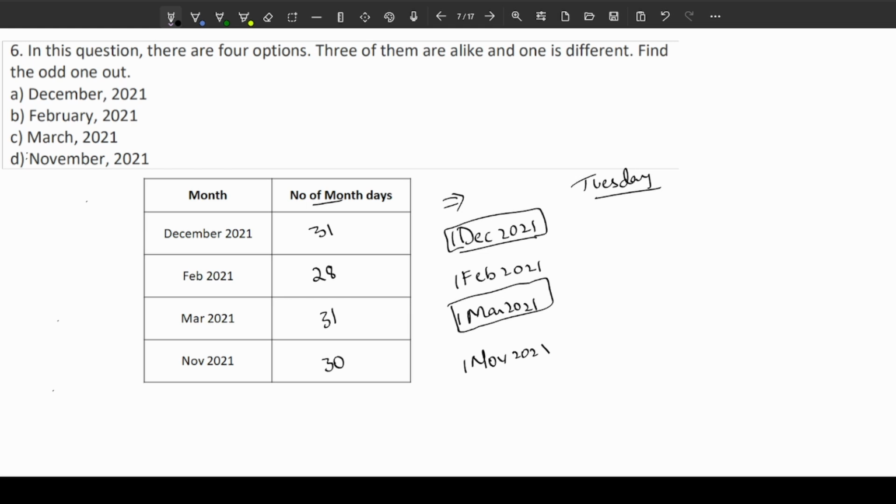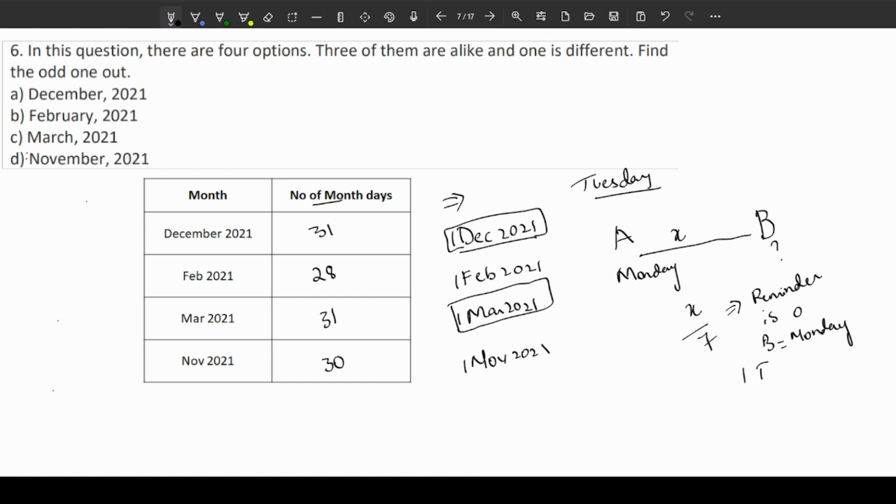concept that you need to understand before going into the solution is, let's say A is a date and B is another date after A, and there are X days between A and B. Now if A is a Monday, then we can easily find what day is B. How? Just divide X by 7, and if the remainder is 0, then B is Monday. If it is 1, Tuesday; if it is 2, Wednesday; 3, Thursday, and so on. So that is the concept that you should know. Let's go to our solution.